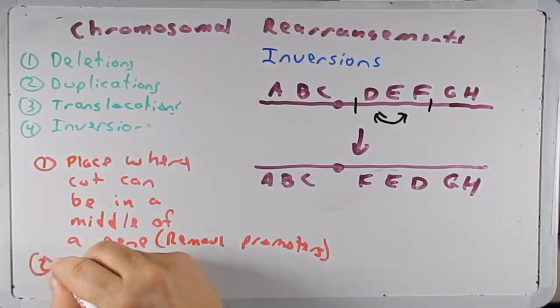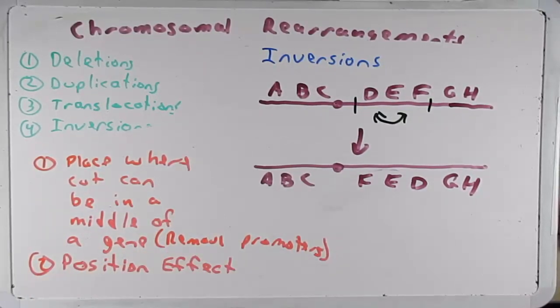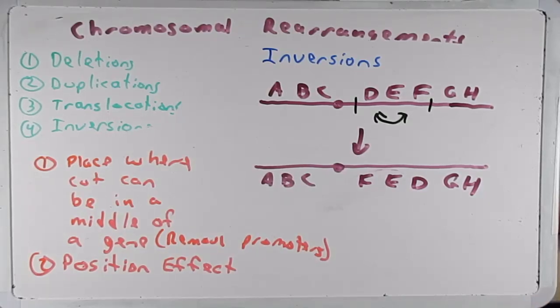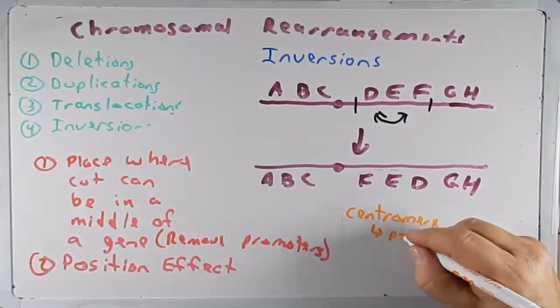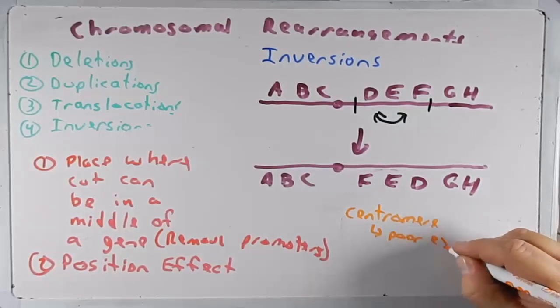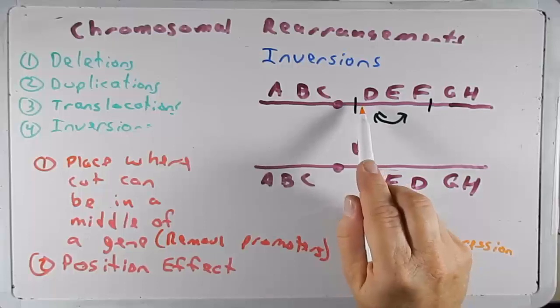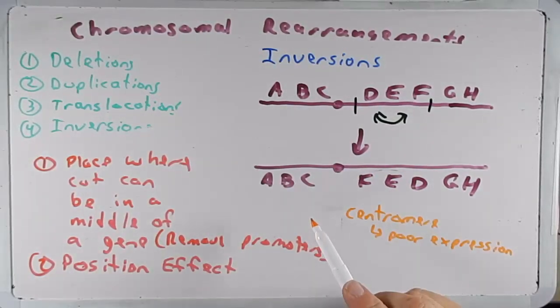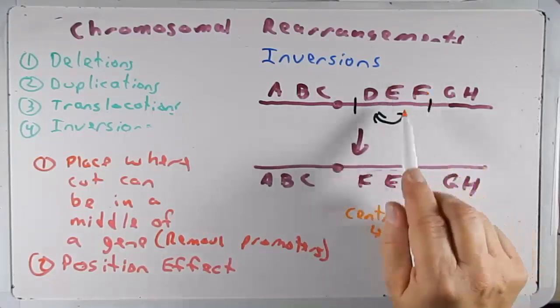Another problem is something we call position effect. And this is a serious problem, or potentially a serious problem. I don't want to go into enormous detail, but what I do want to tell you is that in the centromere region, there's poor expression of genes. So in this example, there's reason to believe that gene D would still be expressed, but at a lower level. Gene F, further away from the centromere, would be expressed at a higher level.